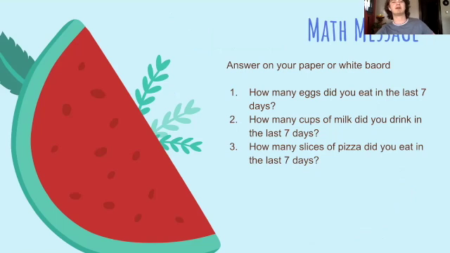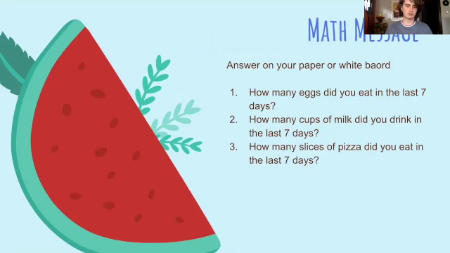So today's math message is a little bit different. We're all answering the same 3 questions. So you need to write down on a piece of paper, because you're going to need these again. So don't use your whiteboard. Use your piece of paper. Number 1, how many eggs did you eat in the last 7 days?